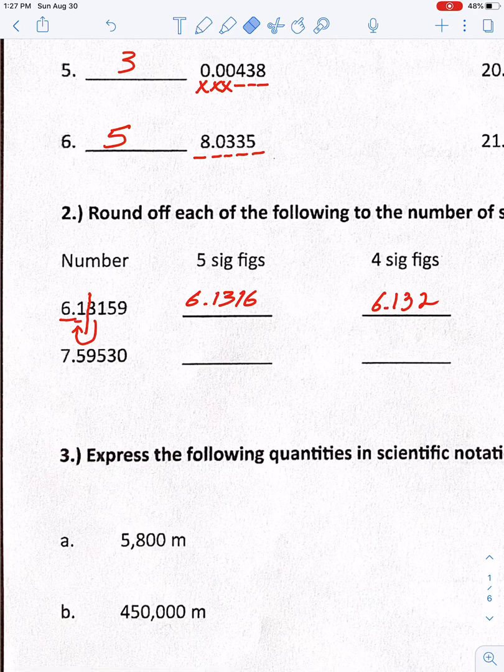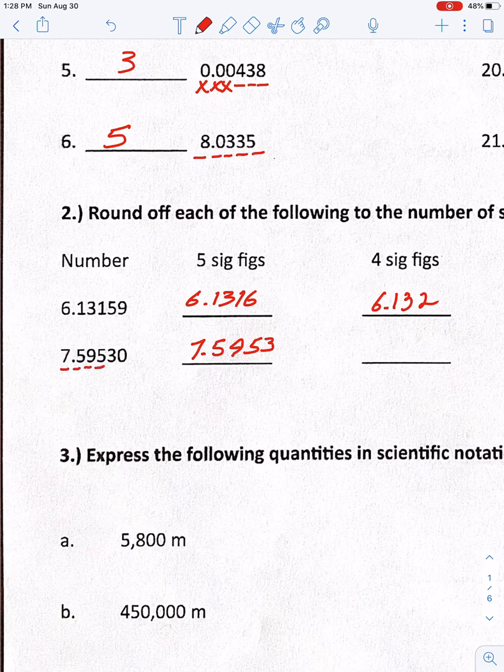Okay, let's do the next one. 5 significant figures, so 1, 2, 3, 4, 5, draw my line. 0 is going to mean I'm not rounding up, so my answer is 7.5953.